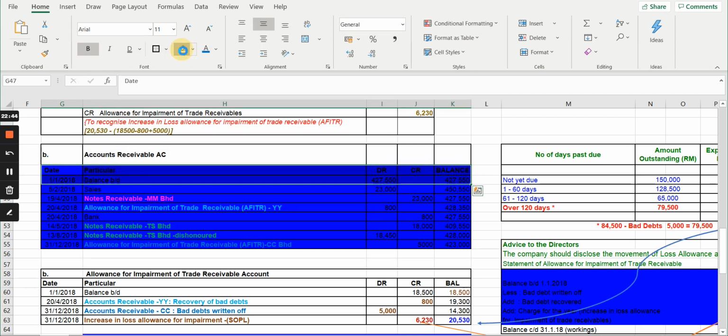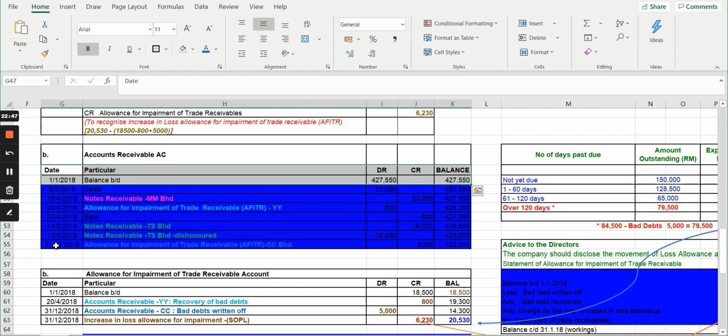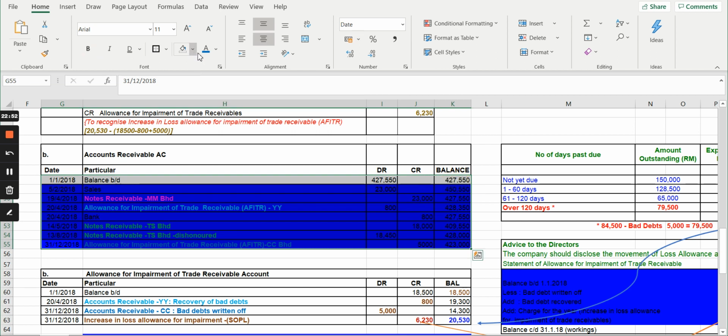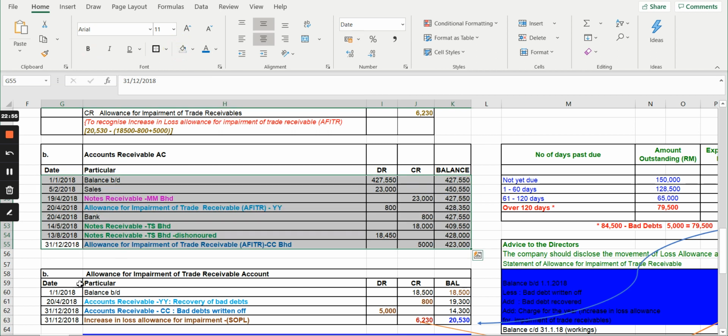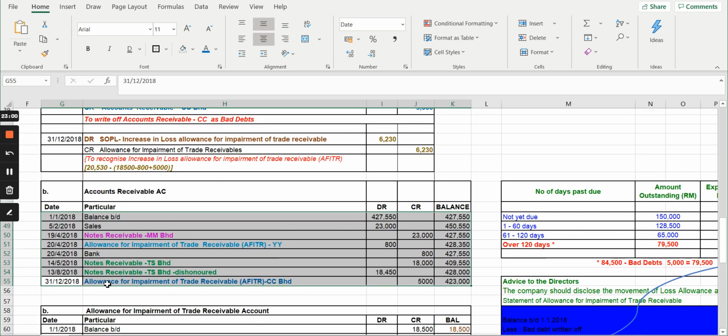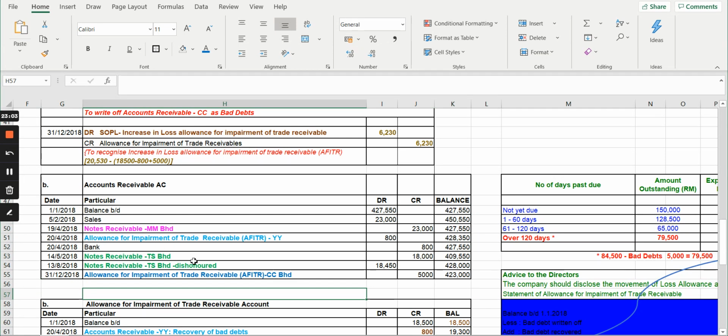This is just something similar to your earlier accounting study. So you just need to post everything here. I just show it here for you. And when you post it, make sure that whatever you journalized, you have posted correctly. So these are all the things that you should have posted. And at the end, you would see that there was a bad debt written off for CC. So 5,000 was excluded. If you have the chance, you can total up this part as well.